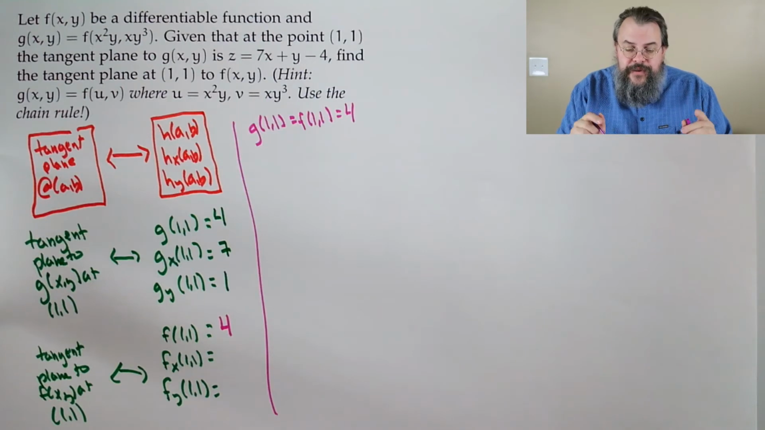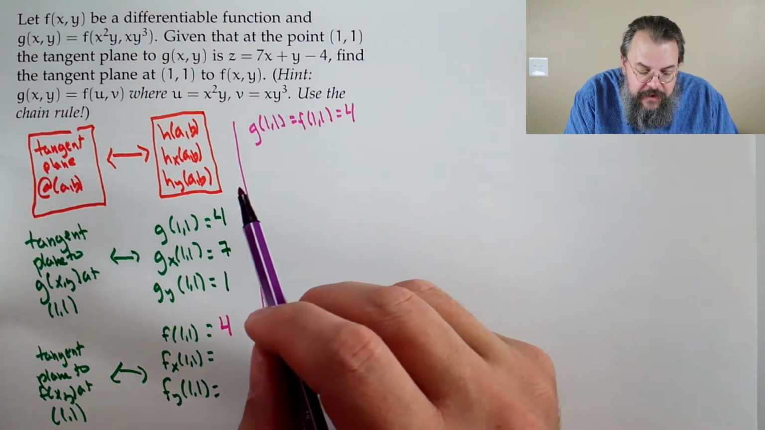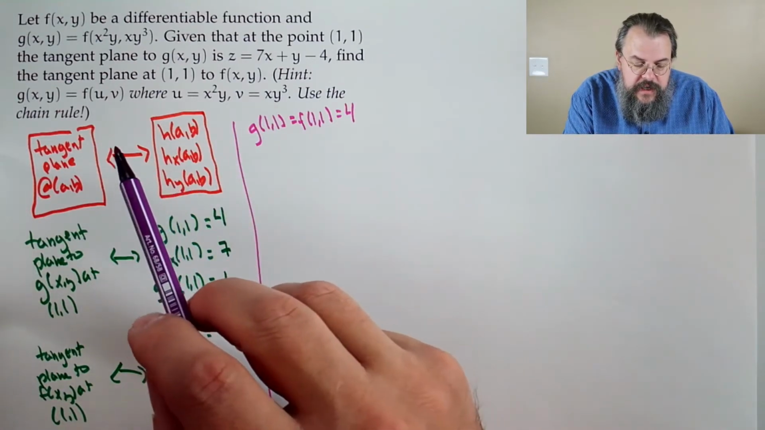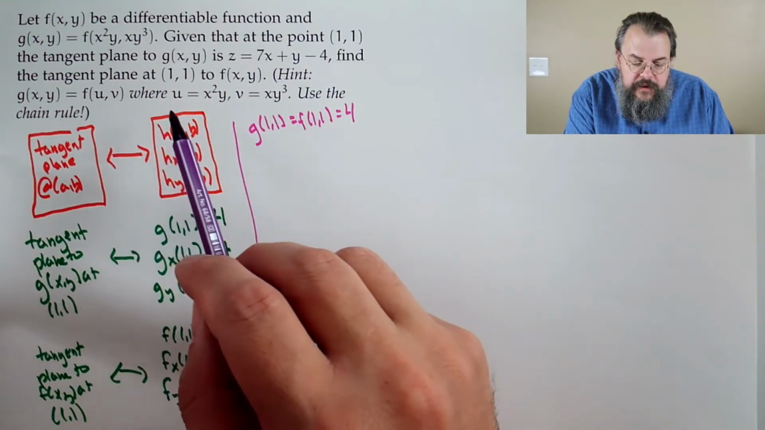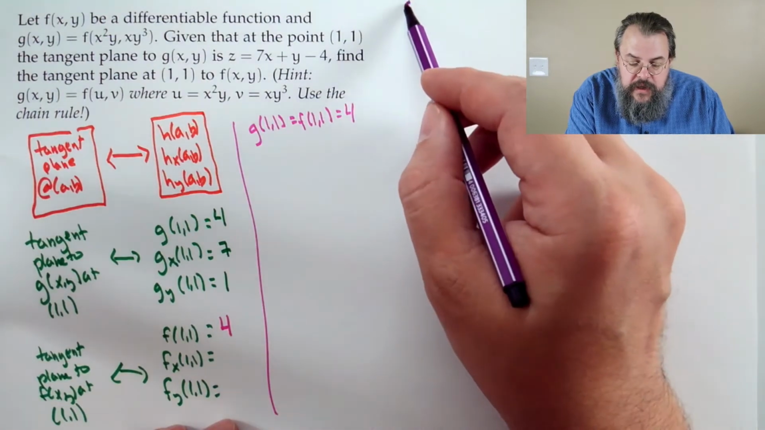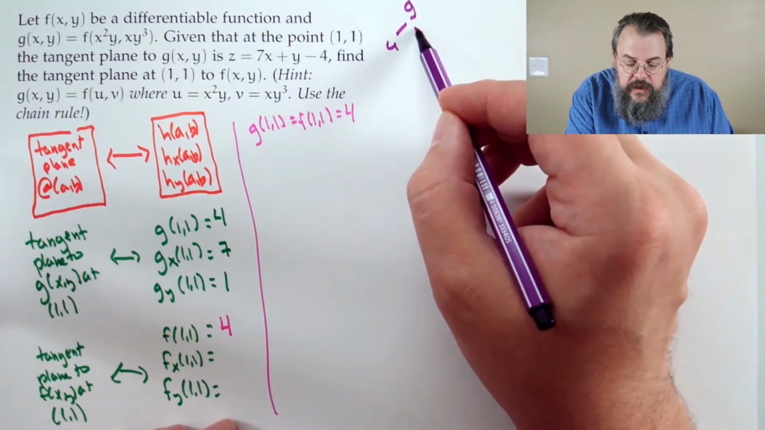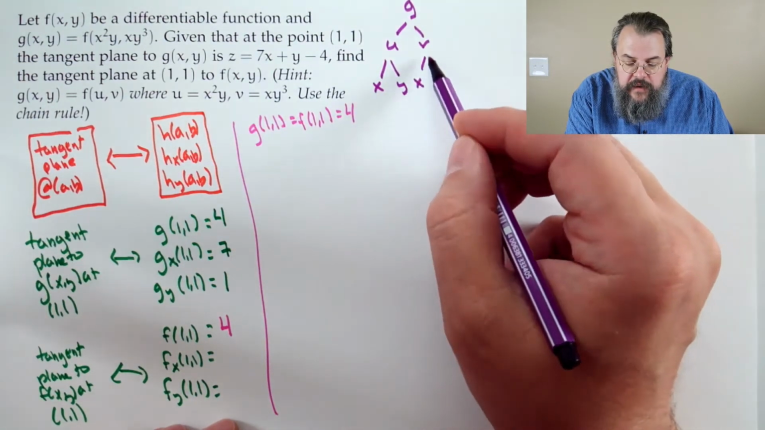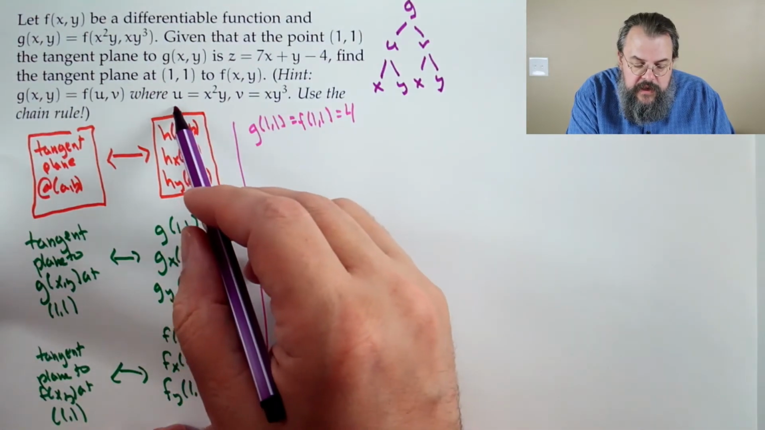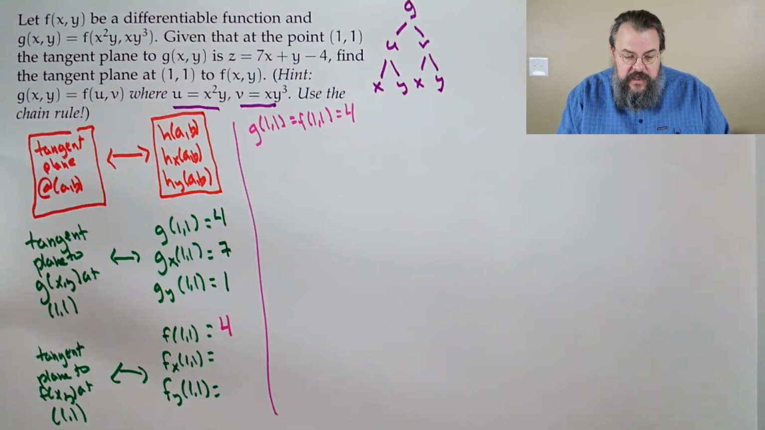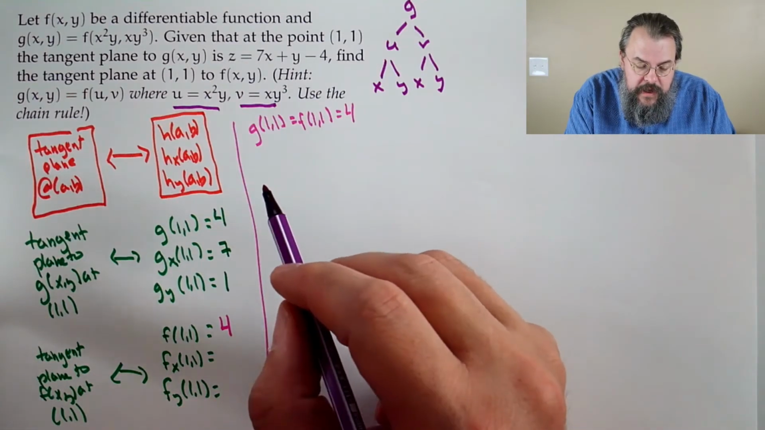Now there's a hint. It says use the chain rule, right? Okay, so we're saying, hey, we really have g. It's a function of u and v, and u and v are functions of x and y. So it says, think about it in the following structure, where g depends on u and v, and u depends on x and y, and v depends on x and y. Where they actually say what u and v are. So let's do that.